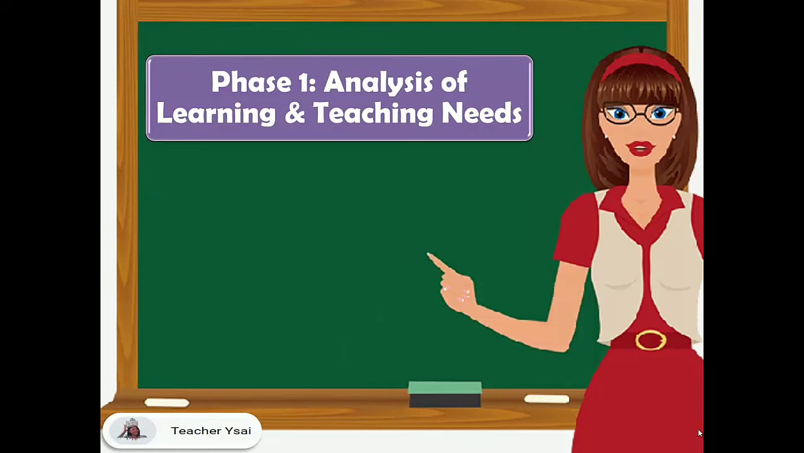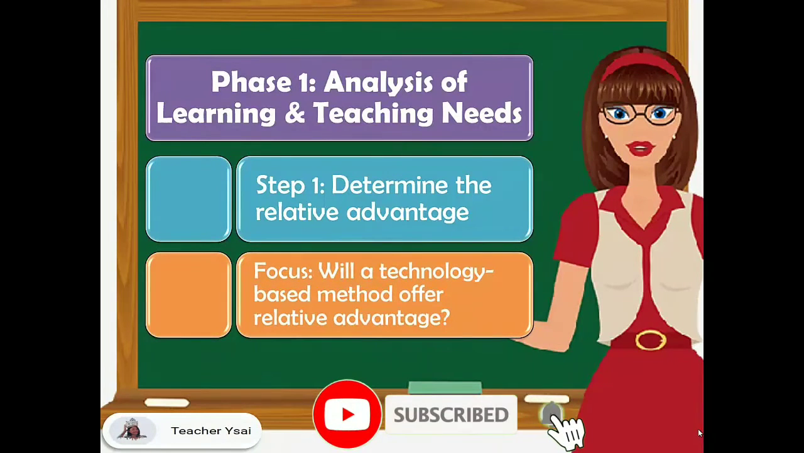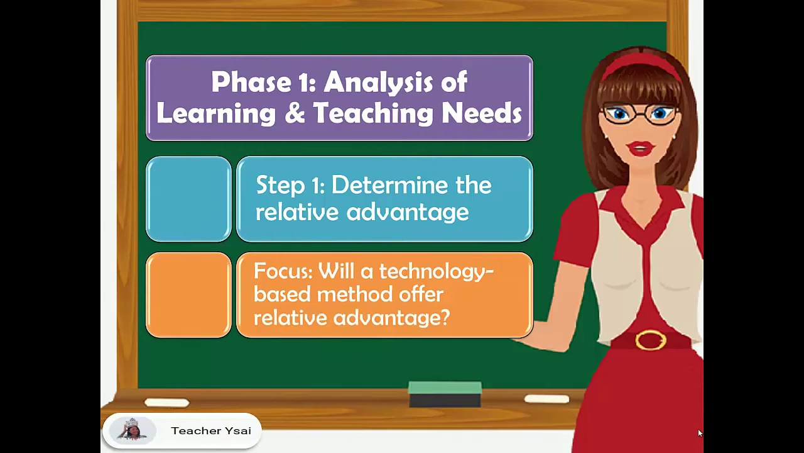For Phase 1, Analysis of Learning and Teaching Needs, the first step is determine the relative advantage. The focus of this step is to answer the question, will a technology-based method offer a relative advantage? Heraclitus once said that nothing is permanent in this world except change. But some people resist changing things that they are used to doing because, according to them, they're still able to deliver well using the old method even if there are new, better approaches to achieve the task. However, change may be acceptable if they understand the advantages of the new method over the old one.